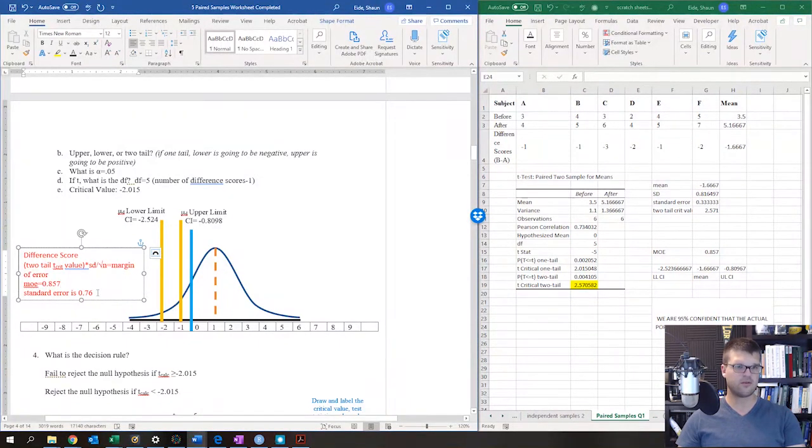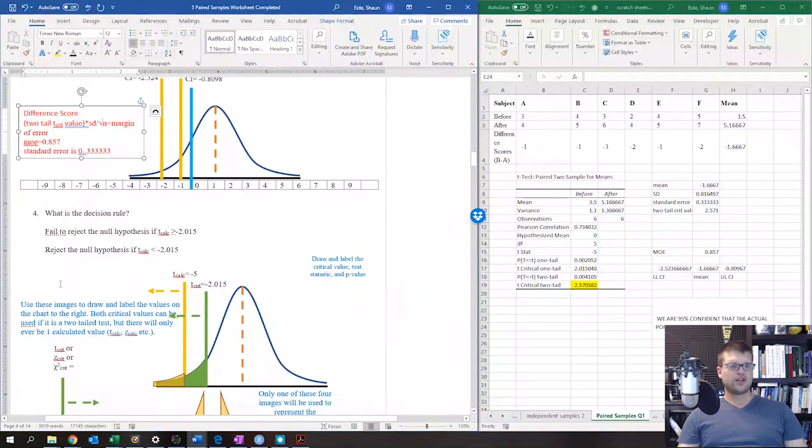And so I'm just updating this information here. Standard error is 0.33333. And so we've got the margin of error, so on and so forth. So what is the decision rule?